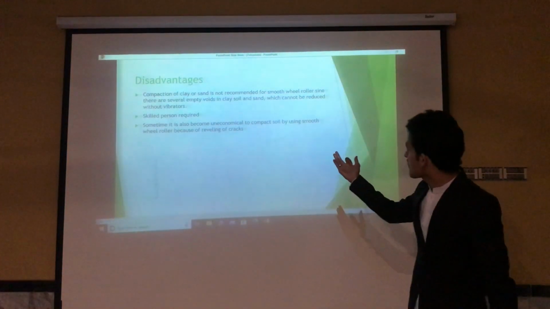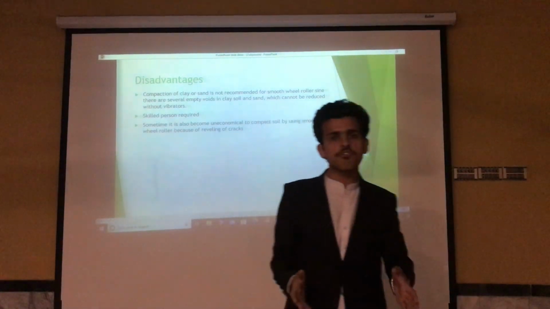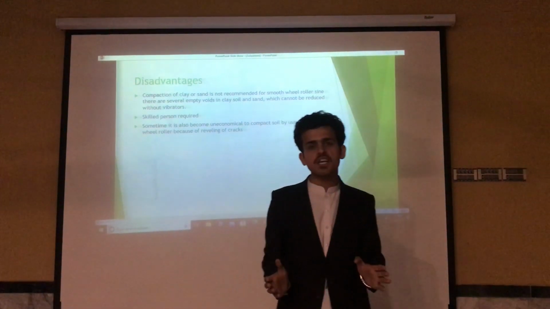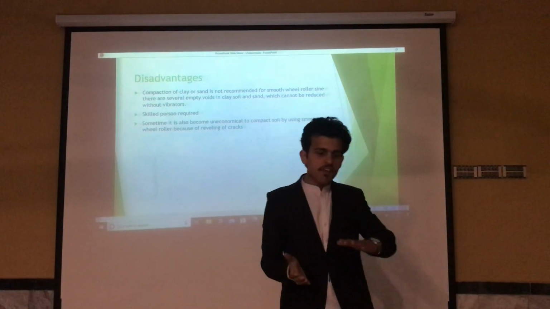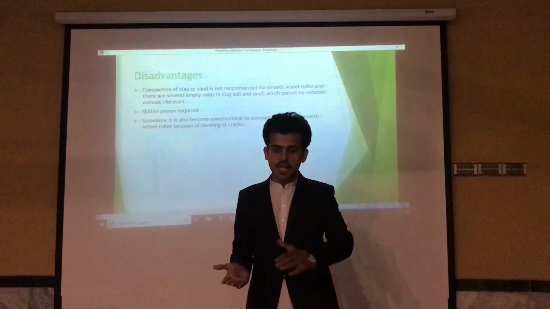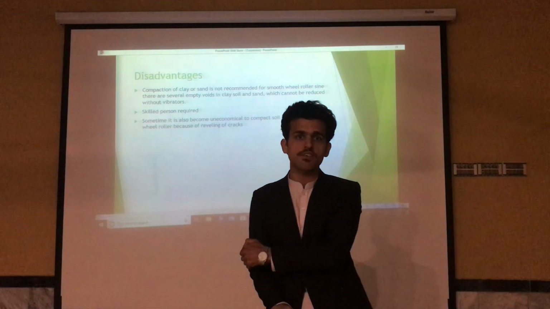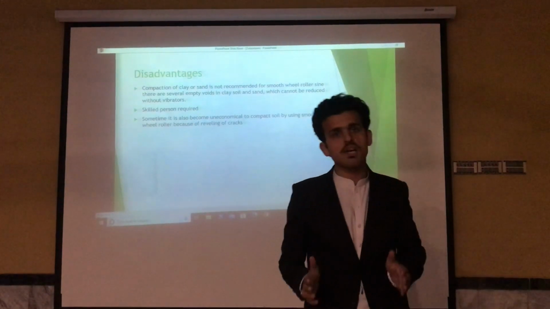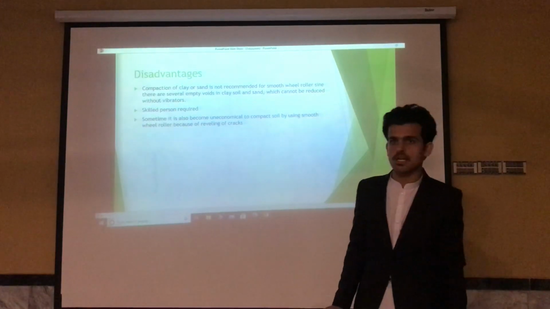Sometimes it also becomes uneconomical to compact soil using a smooth wheel roller because of the appearance of cracks. If we have a very soft soil, in that type of soil we can't use a smooth roller. If we compact it with the roller, then as I move away from that compacted surface, the cracks will occur. So for soft soil, we must use a sheep foot roller or any other type.